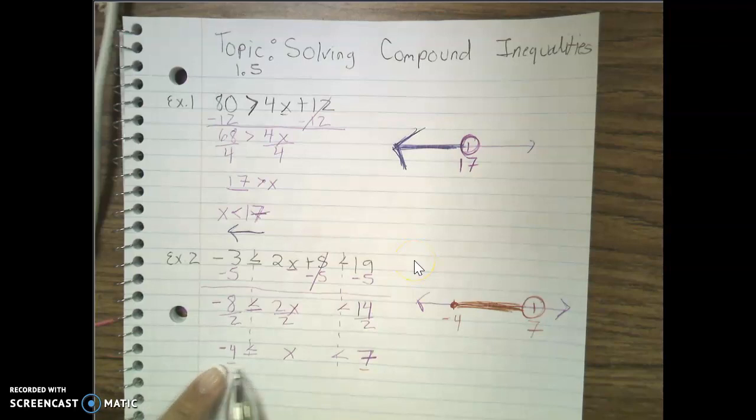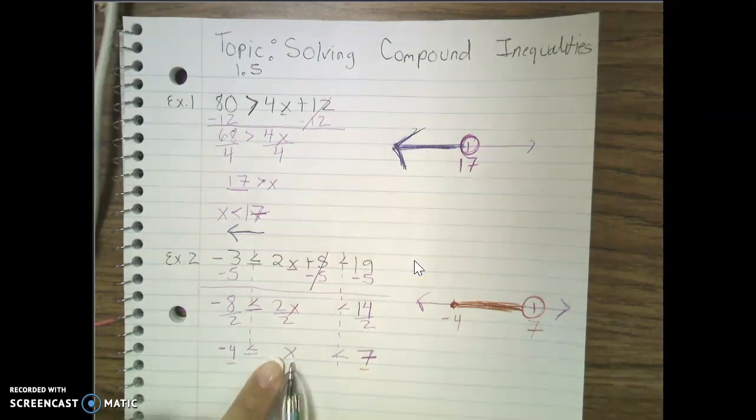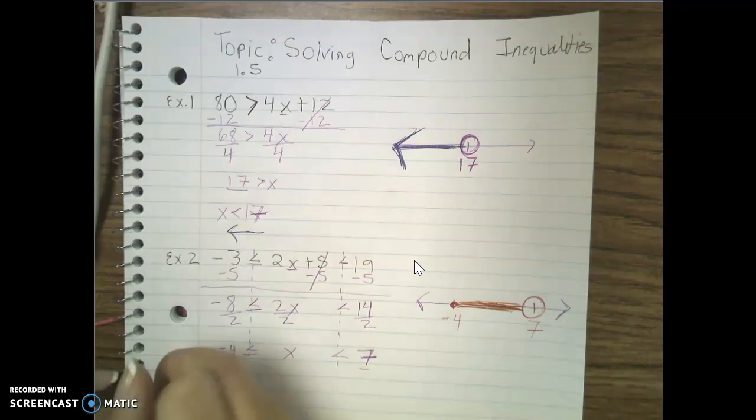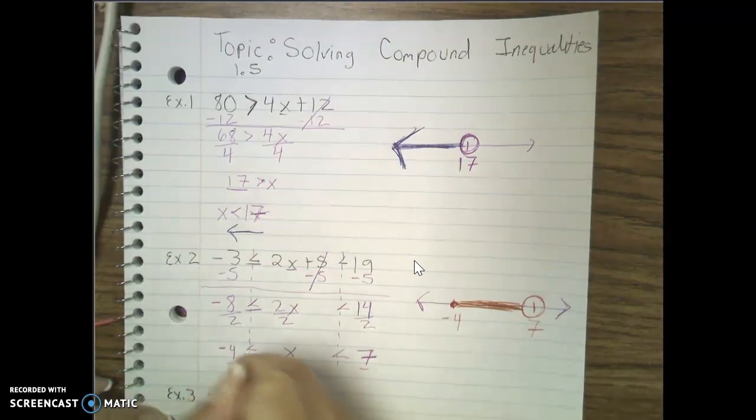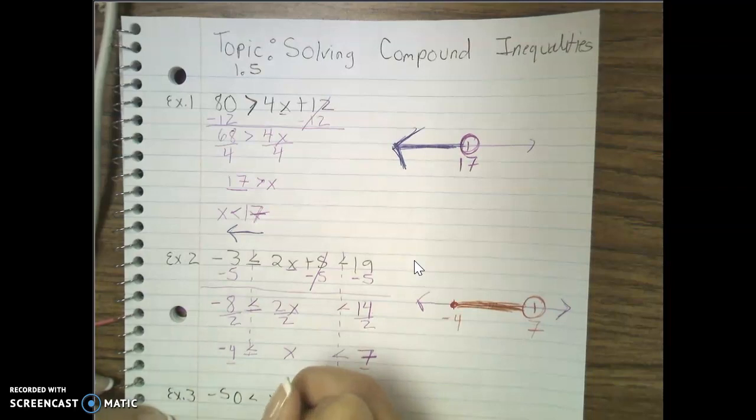Just a side note, since x is in the middle, this is negative 4 is less than or equal to x, which is less than 7. So this is an "and" because x is in the middle. So now let's look at another "and" problem when x is in the middle. So example 3, we're going to have negative 50 less than x.